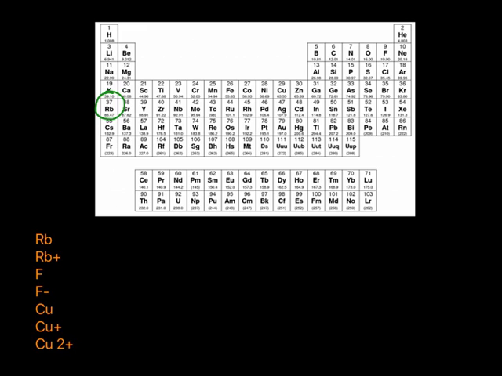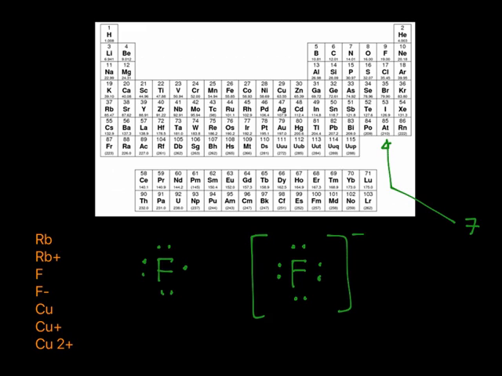If we look at fluorine, fluorine is over in the halogens. All of these have 7 valence electrons. Fluorine's electron dot diagram will look like this: 7 valence electrons around a fluorine atom. If we want to do fluorine minus, we add an electron, because now there is a net negative charge. There are 9 protons and now 10 electrons, and 8 of the 10 electrons are now in the outermost shell of fluorine minus. So this is fluorine minus's electron dot diagram.